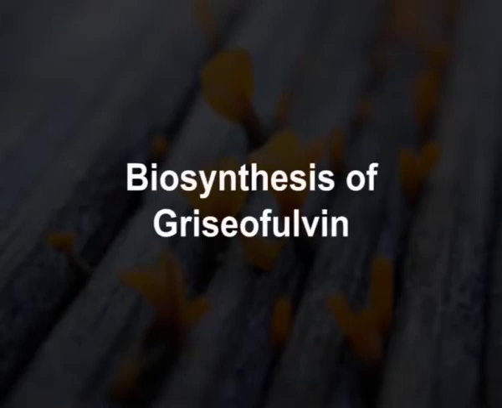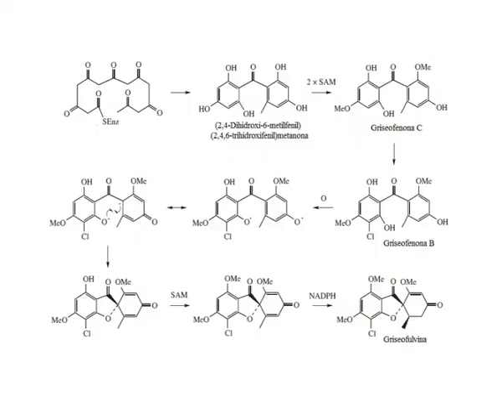Now, biosynthesis of griseofulvin. The first step in the biosynthesis of griseofulvin by P. griseofulvum is the synthesis of the 14-carbon poly-beta keto chain by a type 1 iterative polyketide synthase via iterative additions of 6 malonyl coenzyme A to an acyl coenzyme A starter unit. The 14-carbon poly-beta keto chain undergoes cyclization and aromatization using cyclase and aromatase respectively through a Claisen and aldol condensation to form the benzophenone intermediate.